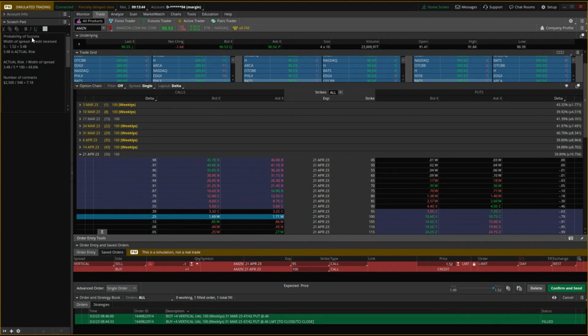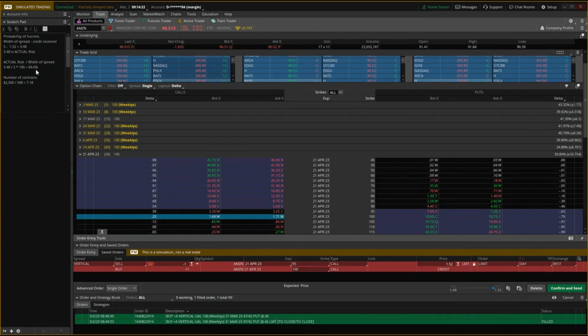But for probability of success, you just take the width of the spread. We know it's $5 wide. We take the credit, which is 152, as you can see here. And then this is what we have at risk, $3.48. To determine the probability of success as a percentage, we take the actual risk divided by the width of the spread and multiply by 100. It gives us 69.6% probability of success. I like to get around 70 and higher. So that's the ideal situation.